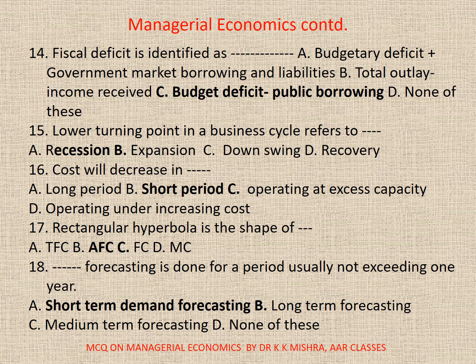15. Lower turning point in a business cycle refers to dash A, recession, B, expansion, C, downswing, D, recovery. Correct option is A, recession. 16. Cost will increase in, correct option is B, short period. 17. Rectangular hyperbola is the shape of A, AFC, B, AFC, C, FC, or D, MC. Correct option is A, average fixed cost, AFC. 18. Dash forecasting is done for a period usually not exceeding 1 year. The correct option is A, short-term demand forecasting.